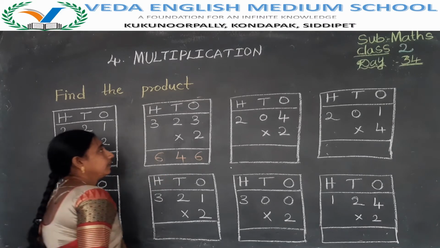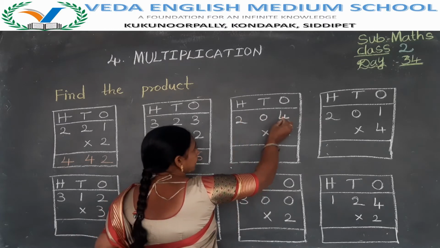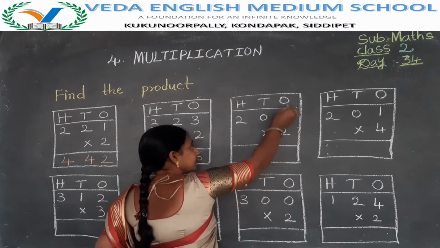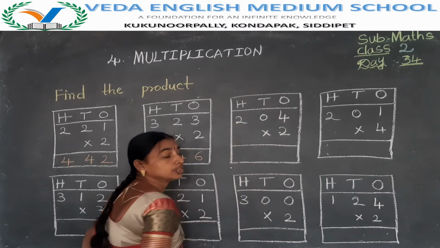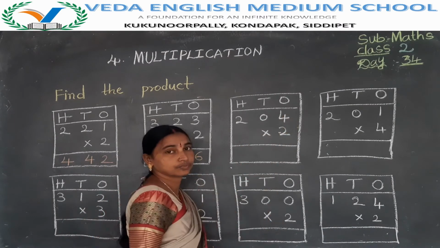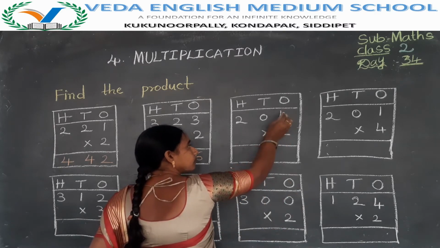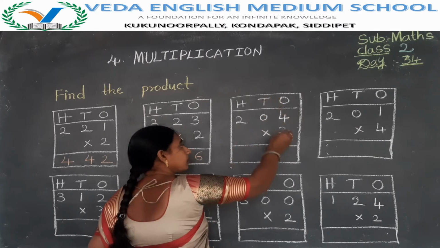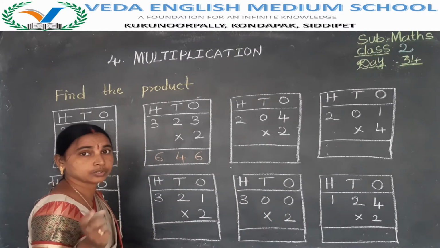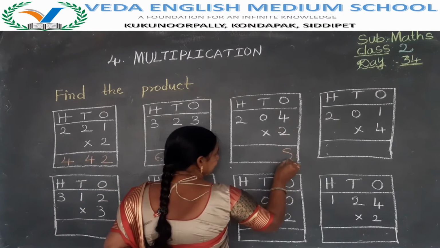Okay. Next, third problem. Multiply 204 by 2. The ones place is 4, the tens place is 0 and the hundreds place is 2. Multiply digit 2 in the ones place by 4. That means 2 into 4. In the 2 table: 2 ones are 2, 2 twos are 4, 2 threes are 6, 2 fours are 8. So now write in the ones place 8.